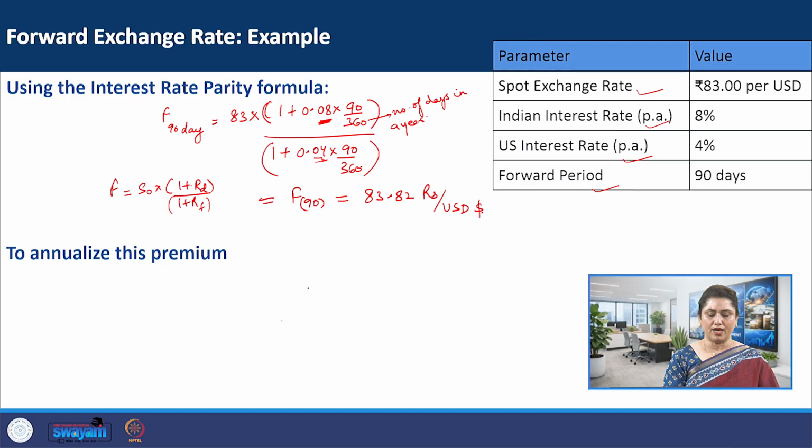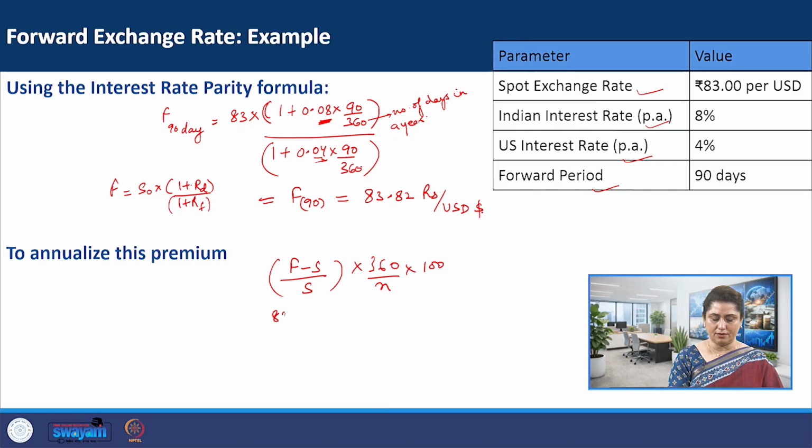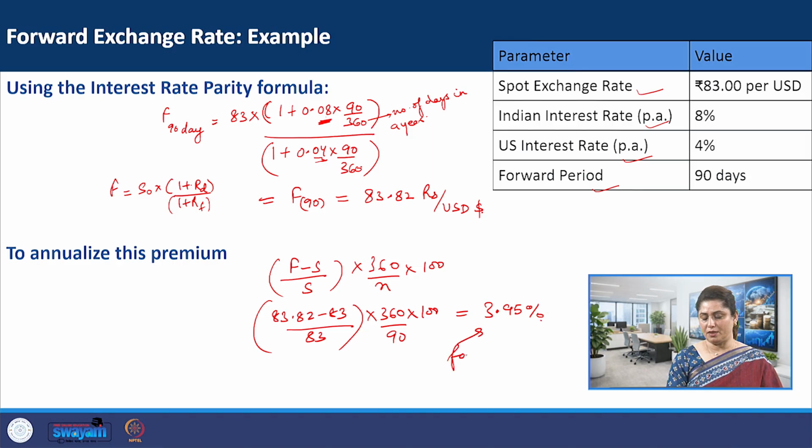Now the next part is to annualize it, and when we annualize it, we use the formula F minus S upon S into 360 divided by N into 100, and what do we get? We get 83.82 minus 83 upon 83 into 360 upon 90 into 100, giving us the value 3.95%. This is the annualized forward premium against the rupee.